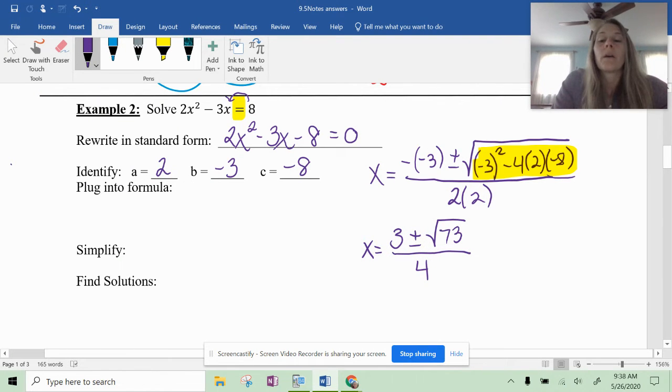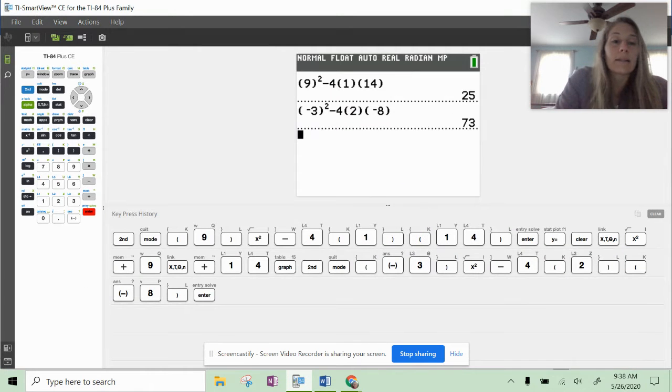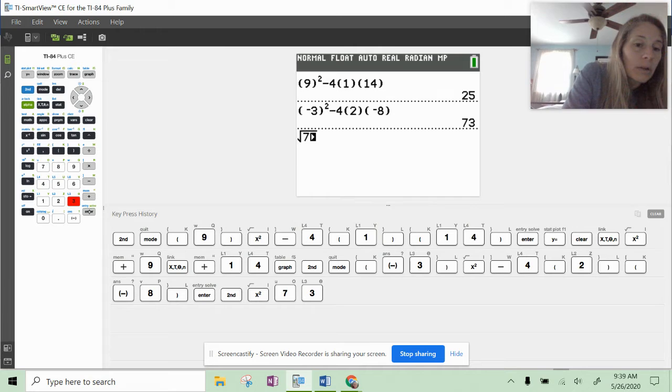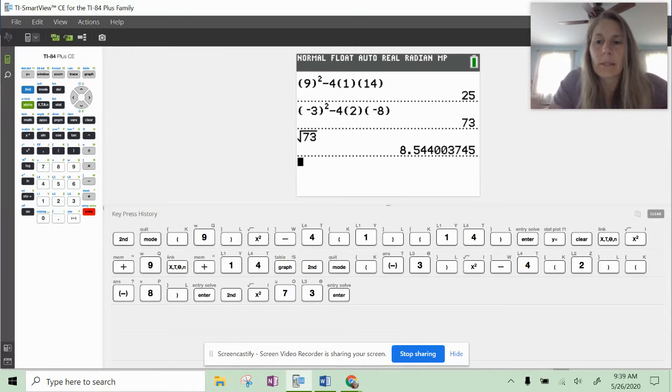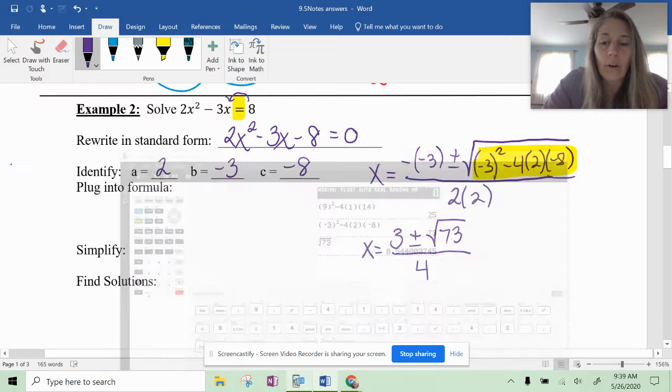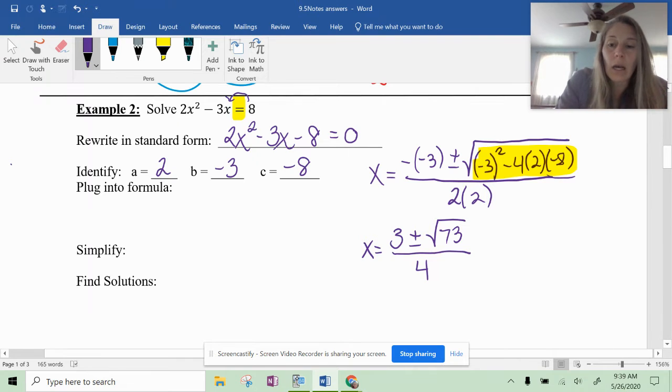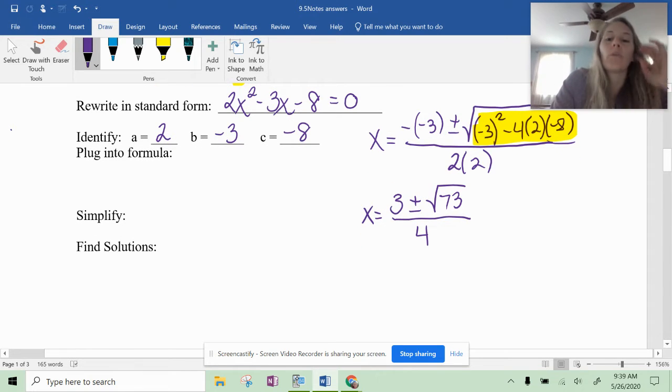Okay, now, 73 is not something that we can take the square root of and get an even number, right? So the square root of 73 works out to this decimal, 8.54, whatever. So what I'm going to do in that case, I'm not going to bother putting that decimal. I'm just going to leave this the way it is for now. And I'm going to separate my problem into the two different options.